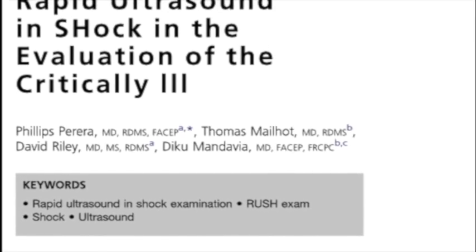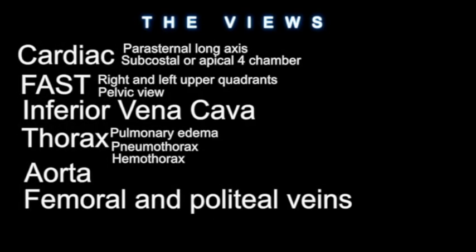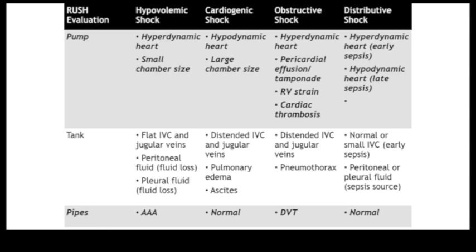We're going to talk about some of the views from the RUSH ultrasound protocol. This protocol involves 18 views. While that sounds like a lot of information, you are probably already familiar with many of the views. The RUSH protocol divides the body into 3 systems: the pump or the heart, the tank or the volume status, and the pipes or the aorta and lower extremity veins.